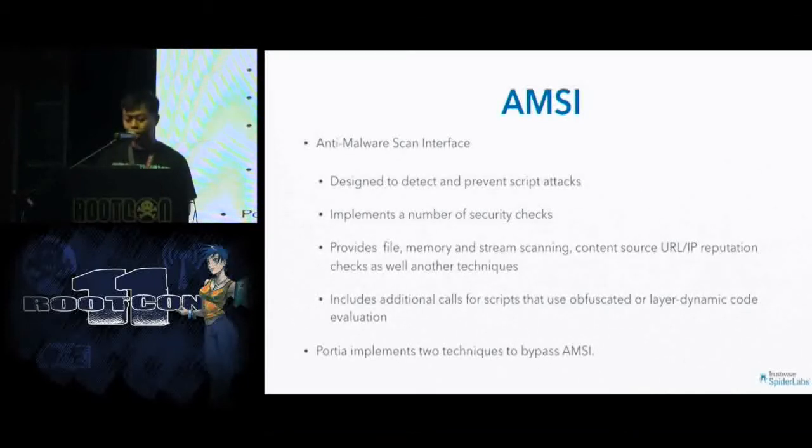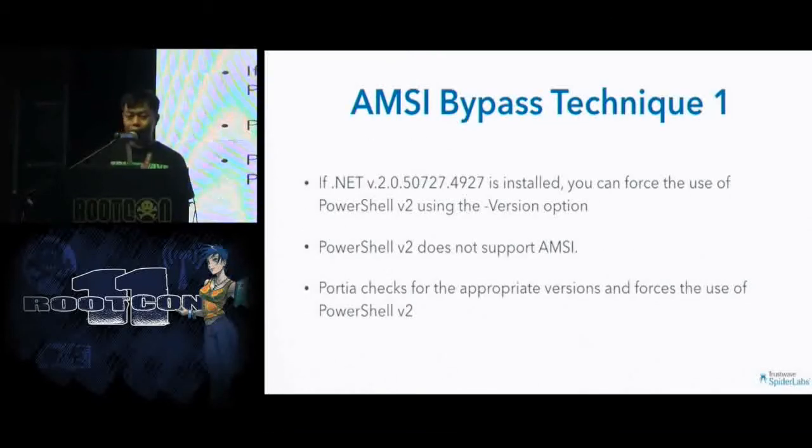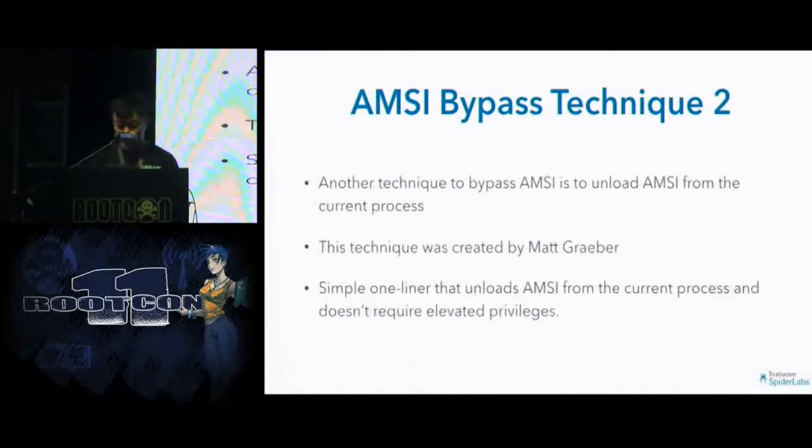Portia currently runs two techniques to bypass AMSI. The first technique is the easiest. If .NET version 2.0 is installed, you can force the use of PowerShell 2.0 using the version option. PowerShell version 2 doesn't actually support AMSI, so you can bypass AMSI if the system supports PowerShell version 2. So Portia automatically checks the appropriate version and forces the use of PowerShell version 2 if it is supported.